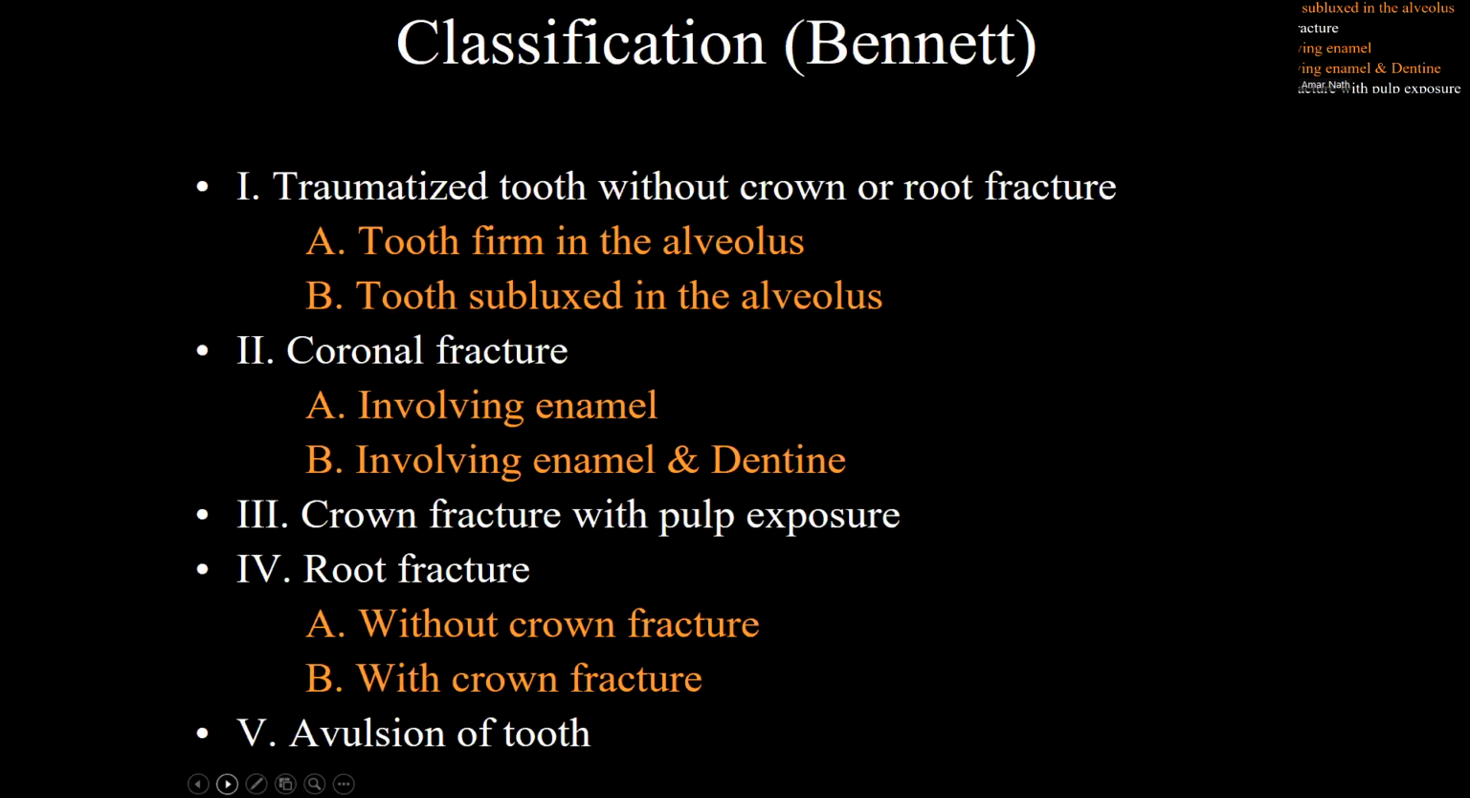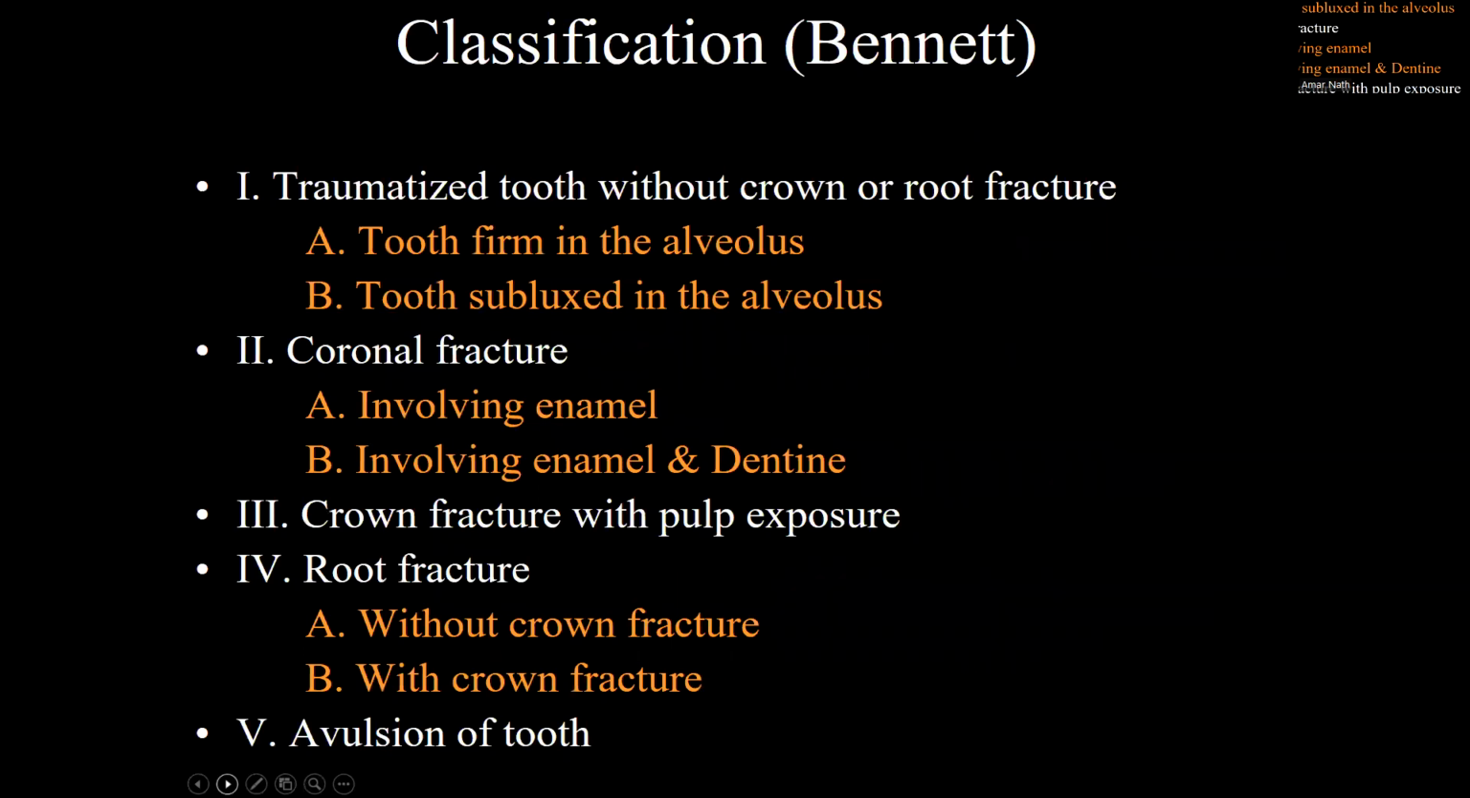So next is the coronal fracture, that is the crown fracture. The crown mainly has enamel and dentin. So the first one is involving enamel, and the second one is enamel and dentin. The third one, the next thing in the crown, is the pulp, so the crown fracture with pulp exposure. Next is the root fracture, root fracture without crown fracture or root fracture with crown fracture. The fifth one is avulsion.